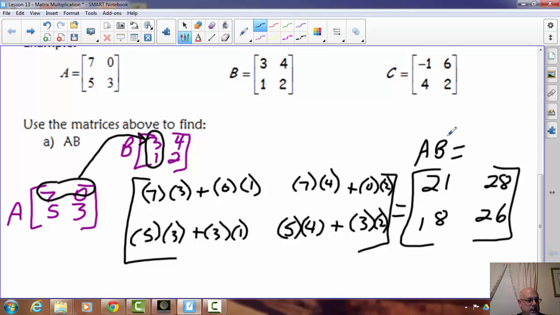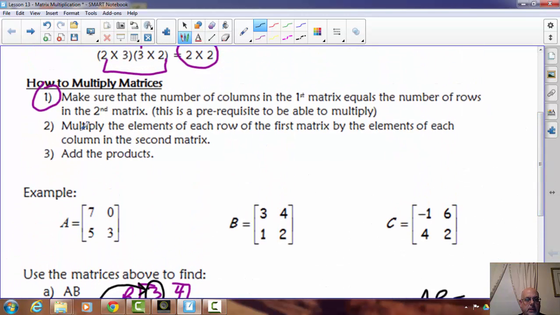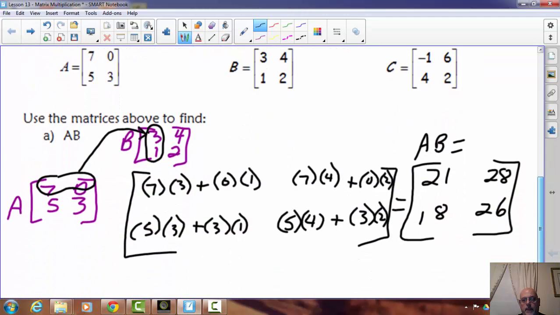That's the screencast. I didn't want to do too much of this in one lesson. Go back and replay it if you need to, and also reread the directions. You're multiplying the elements of each row of the first matrix by the elements of each column in the second. Okay? So if you need to go back and replay the screencast, that's fine. You should do so, and maybe try doing this on your own.